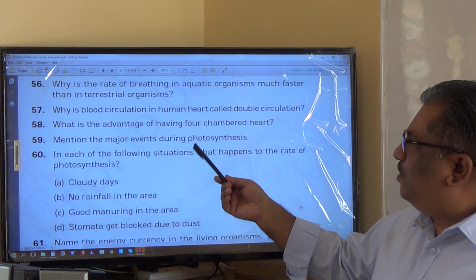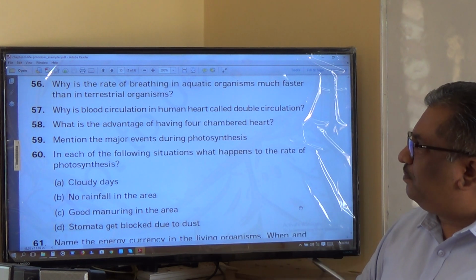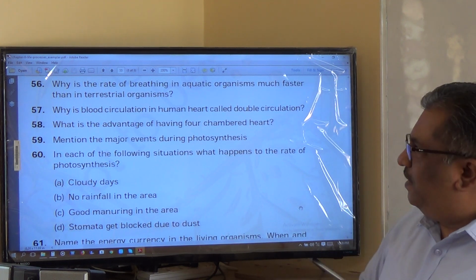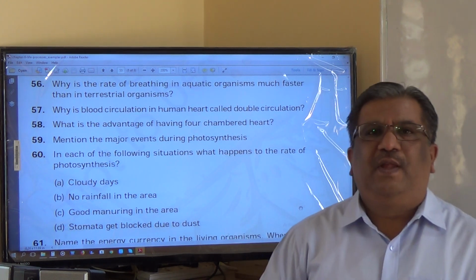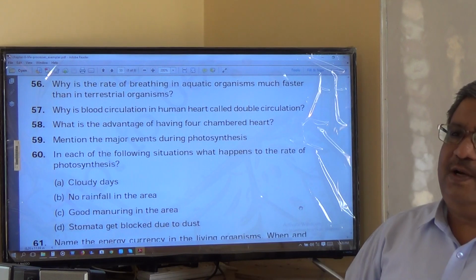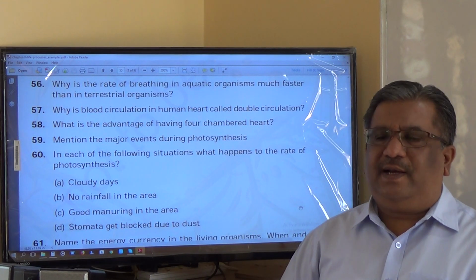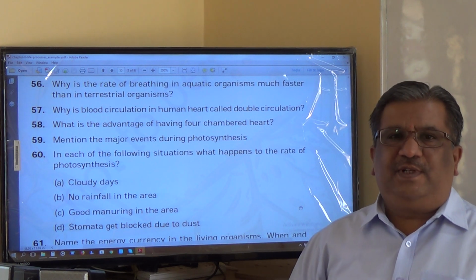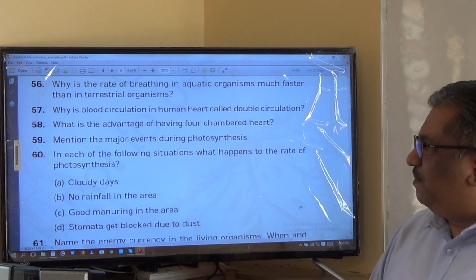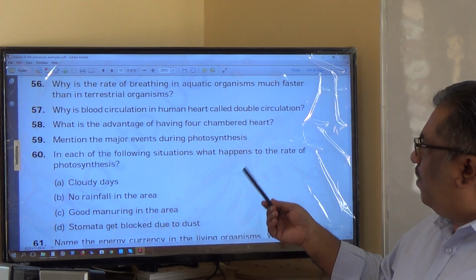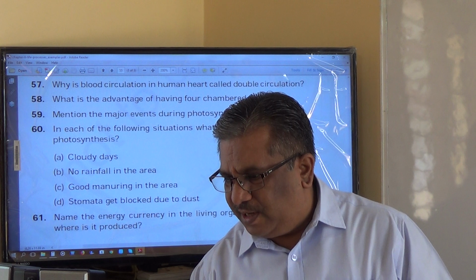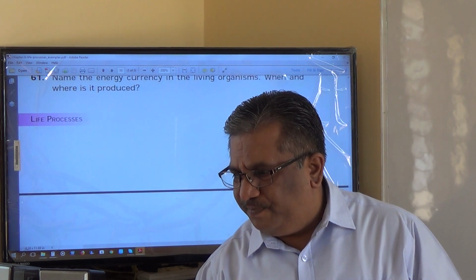Mention the major events during photosynthesis: absorption of sunlight energy, conversion of sunlight energy to chemical energy, splitting up of water molecule into hydrogen, oxygen and electrons, and finally reduction of carbon dioxide to carbohydrates, which is glucose. These are the major events. In each of the following situations, what happens to the rate of photosynthesis? That you check yourself and you will be able to answer.